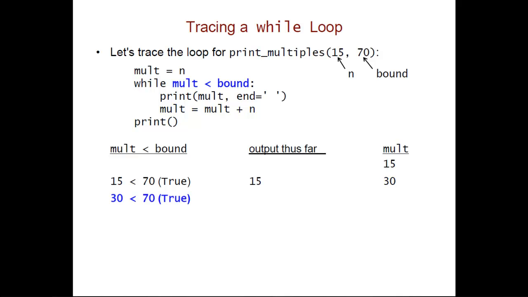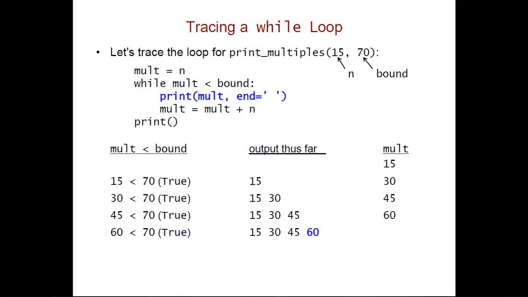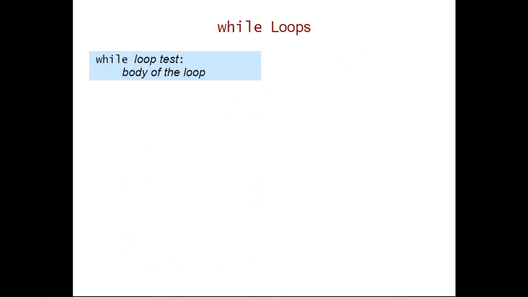We check the condition again, it's still true, so we print 30 and we update mult. And we keep doing this, checking the condition, if it's true, executing the body, until the condition eventually becomes false, and that happens when mult is 75. At that point, we stop looping and we go to whatever comes after, and in this case it's printing an empty line or a new line, which brings us down to the next line, and then the function is done and it returns. In general, we have the keyword while followed by our loop test, followed by a colon, and then the body, which like any other block is indented.